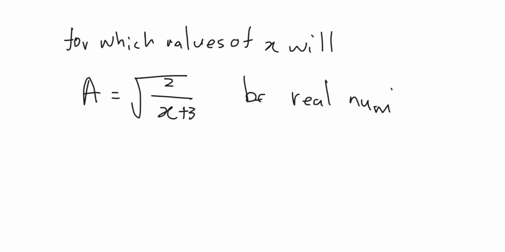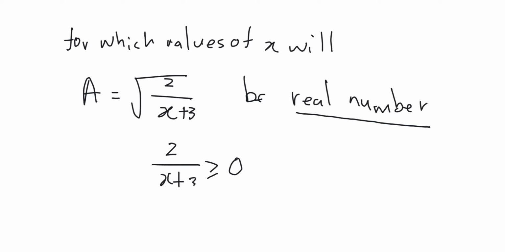I know most of you struggle with this question, and these questions are very much straightforward. Now for this to be a real number, I think it is important that we understand what real numbers are. Your real numbers are when 2 over x plus 3 is greater than or equal to 0. This is when we are going to have this as a real number.